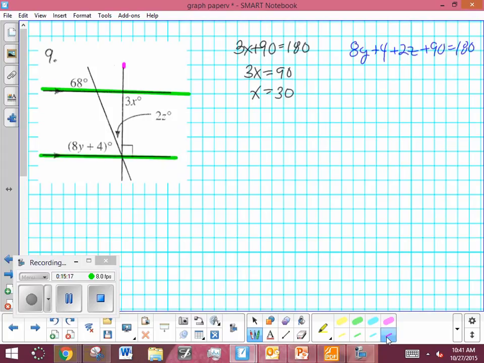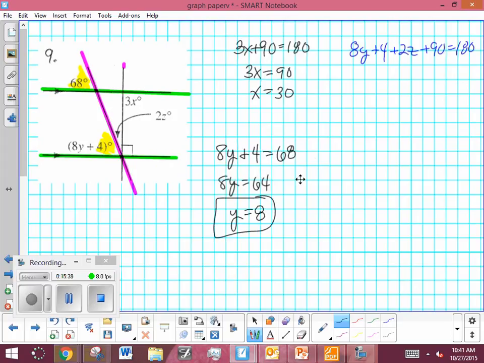And now I'm going to cut them with this transversal. And when I do that, hopefully you can recognize that that angle there and that angle there are corresponding. So now I've got 8y plus 4 is equal to 68. Subtract 4 from both sides, you get 8y to be 64. Y then has to be 8.